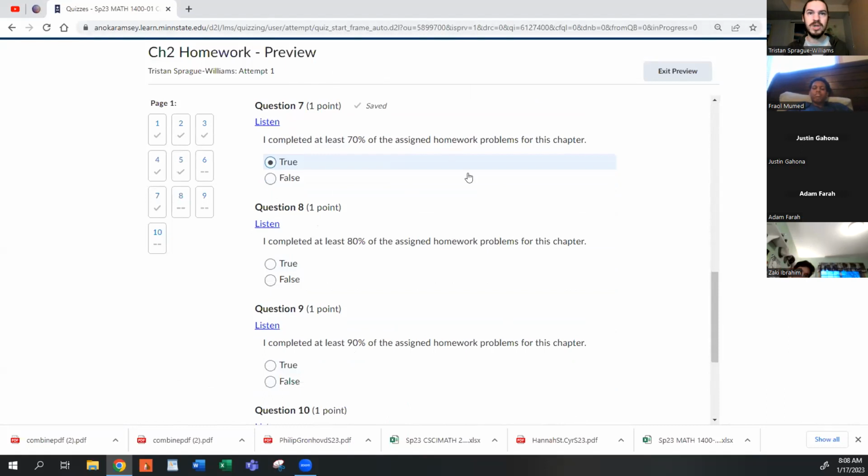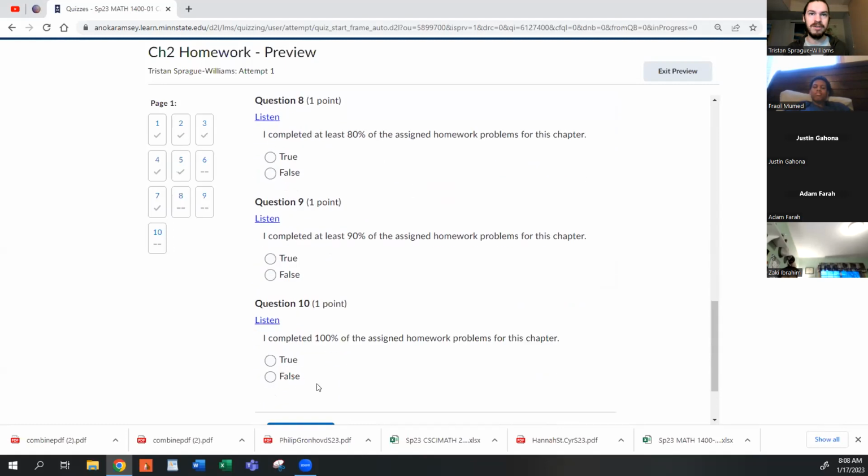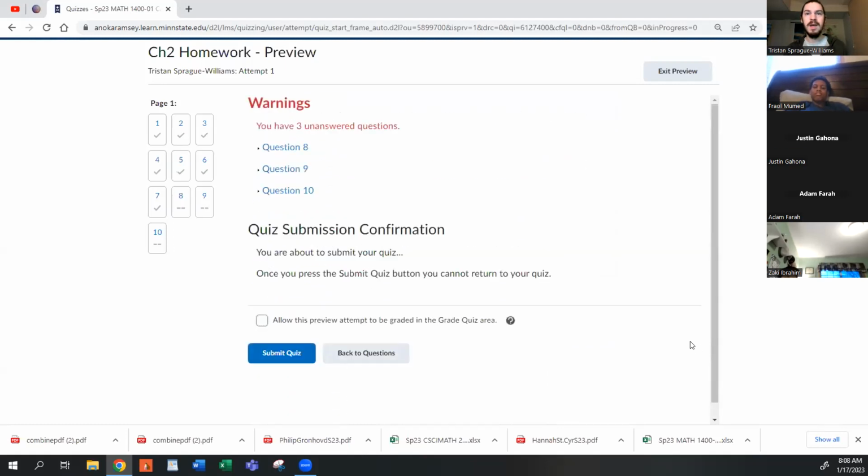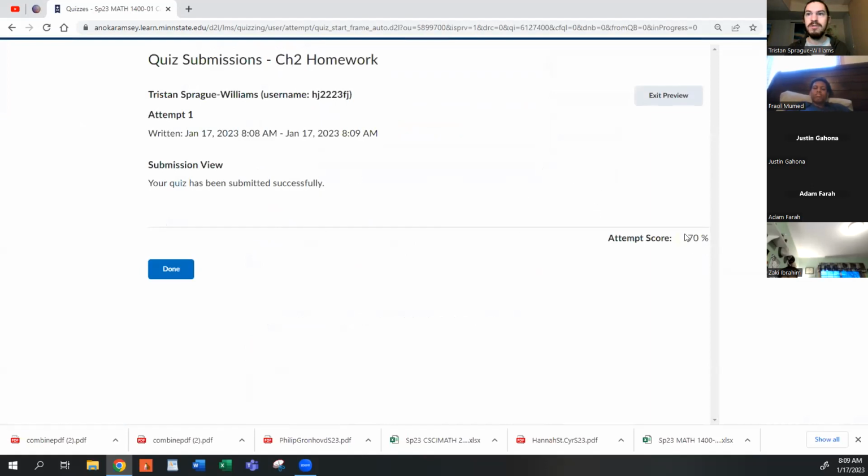Technically it doesn't matter which 7 of the 10 you check, but just pick the first 7, because that'll keep things nice and organized. Then you can leave the rest blank, or click false on them. All right, then submit quiz. We've left 3 unanswered. That's fine. We submit the quiz anyway. And it says my score is 70%, which is exactly what I wanted, because I completed 70% of the homework in this imagined scenario. This is a self-reported grade, so you're on the honor system. Just report your completion.